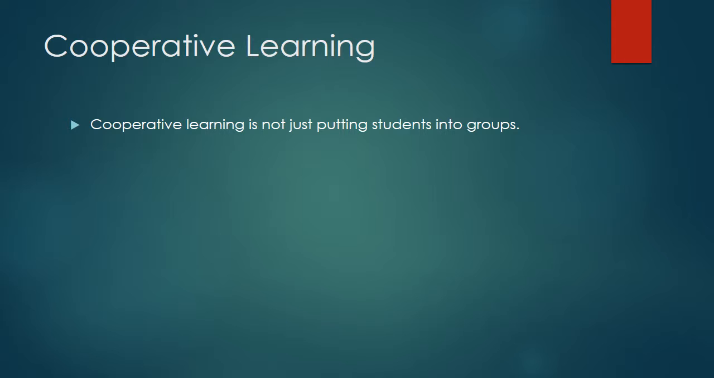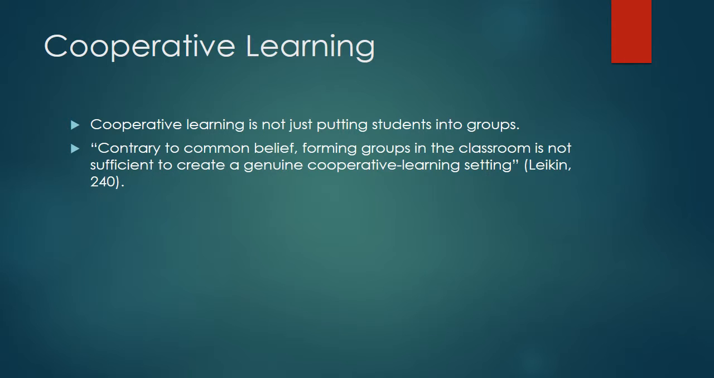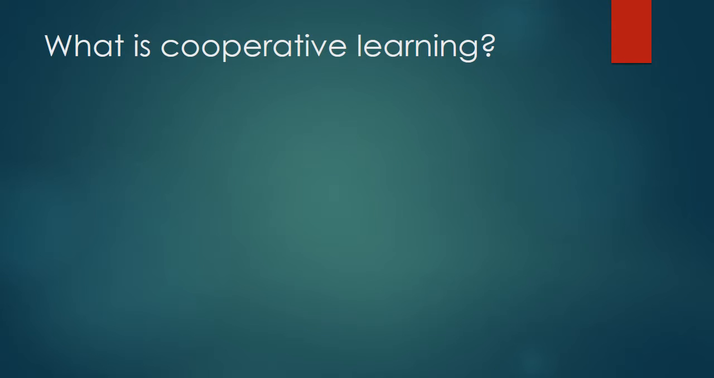According to an article in the journal Mathematics Teacher, contrary to common belief, forming groups in the classroom is not sufficient to create a genuine cooperative learning setting. So by just putting students in groups, we didn't create cooperative learning. We have to figure out what cooperative learning is so we can actually meet that criteria. So what is cooperative learning?